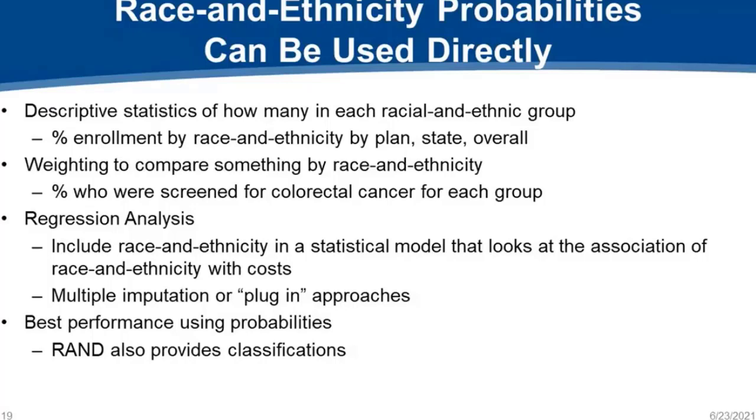But pretty much anything that you could do with self-reported data, you can do with these probabilities at a group level. So, for example, you could answer questions like, what's the racial and ethnic distribution of enrollment in a given plan or in a given state or overall. You could answer questions like, for each of several racial and ethnic groups, what proportion were screened for colorectal cancer? You can run regression models where you, for example, might ask, what are differences in costs or spending associated with race and ethnicity after controlling for other variables? And although we do encourage the use of the probabilities, we also produce a form of these data that do use individual classifications when they're wanted. Next slide, please.